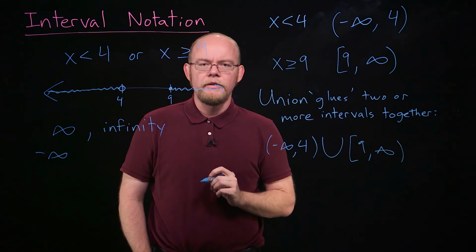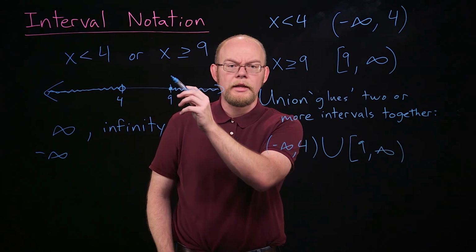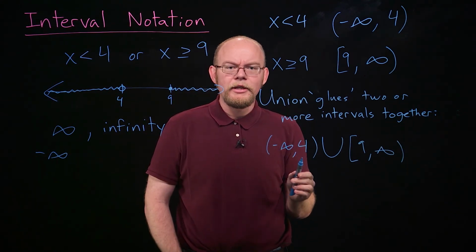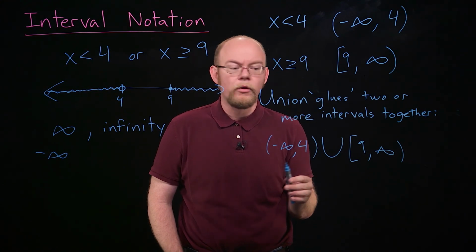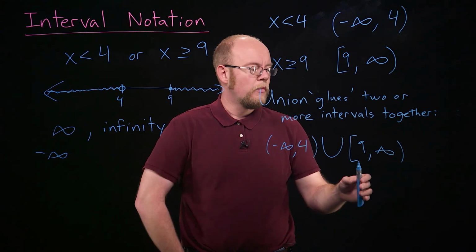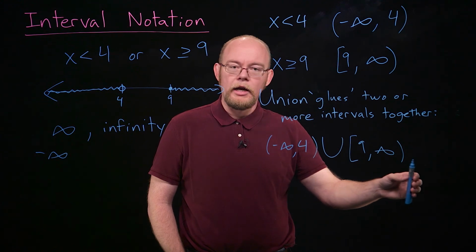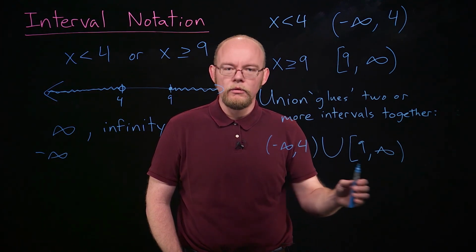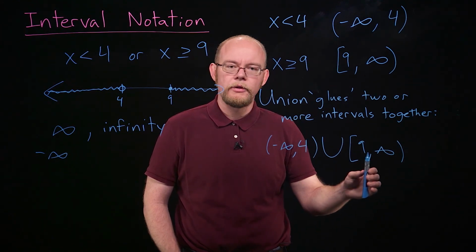And what this is saying is that my solutions, or my choice of all x's, can be between negative infinity and 4, which means that they're just less than 4, or they can be greater than or equal to 9. And this is how we glue intervals together.